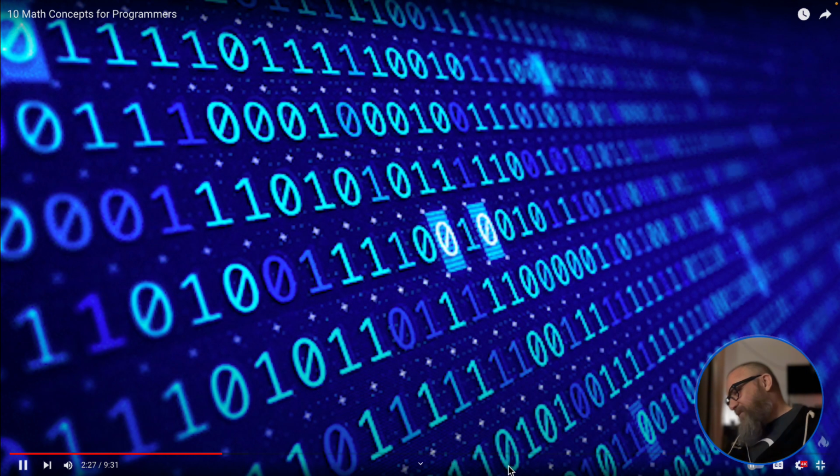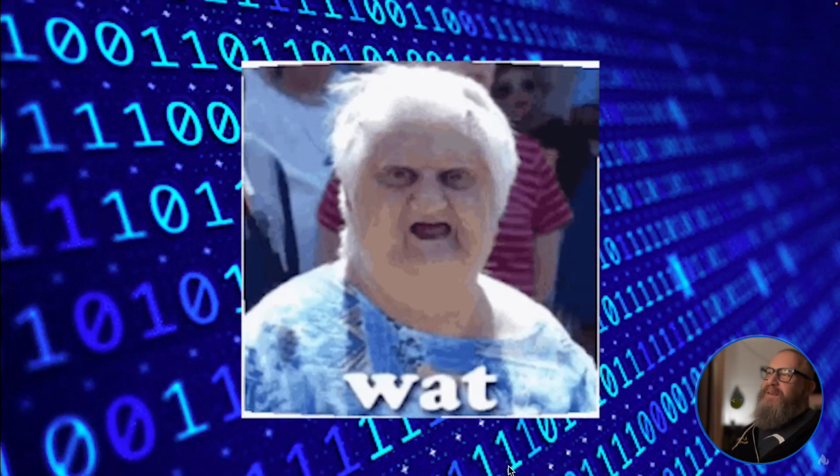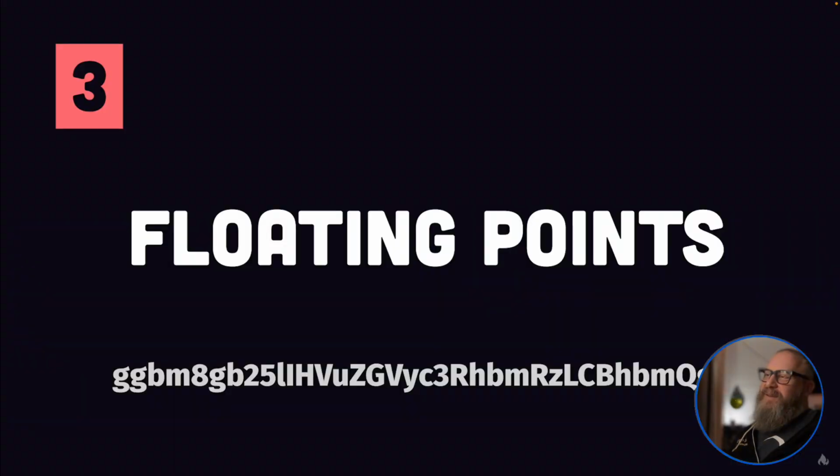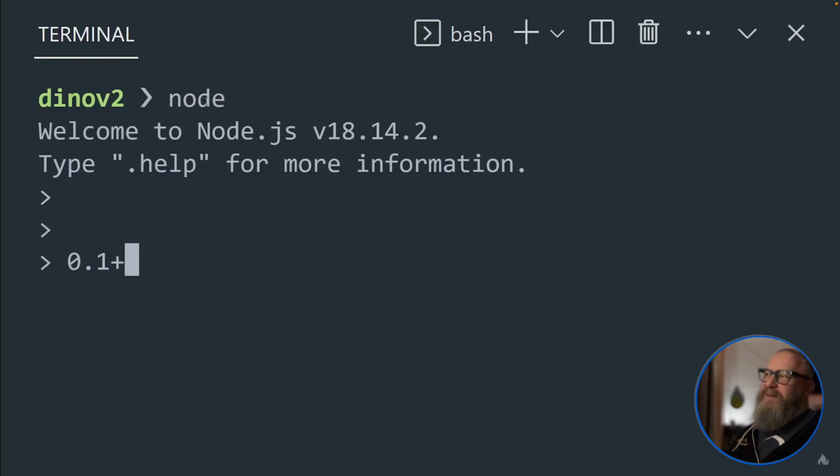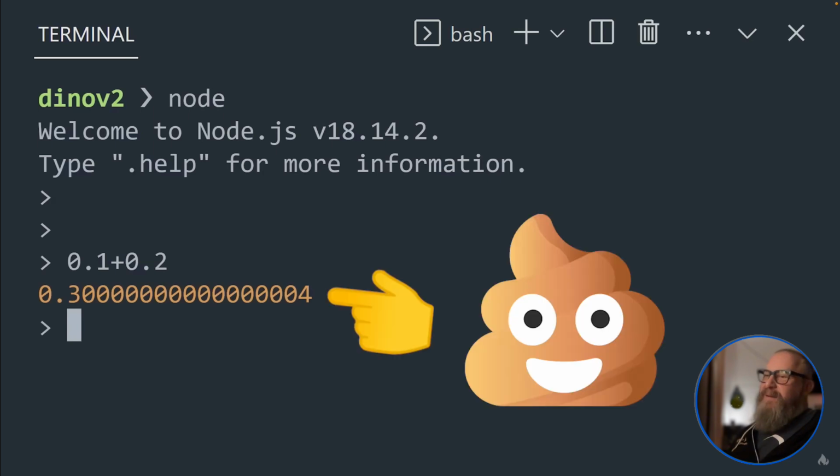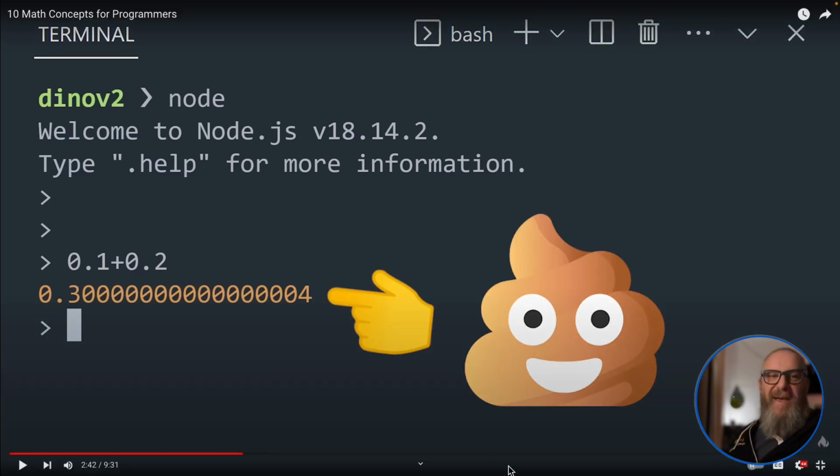While computers use base 2 under the hood, they still need to represent base 10 numbers for humans, and the most common way to do that is with floating point numbers. Go ahead and execute 0.1 plus 0.2 in your favorite programming language. The result should be 0.30000000004. We'll get into why that is, and this is something to be aware of.